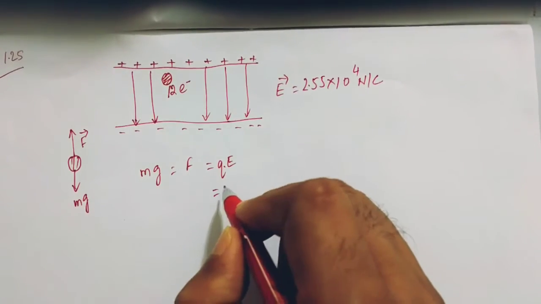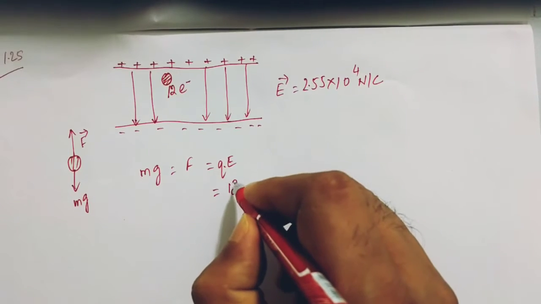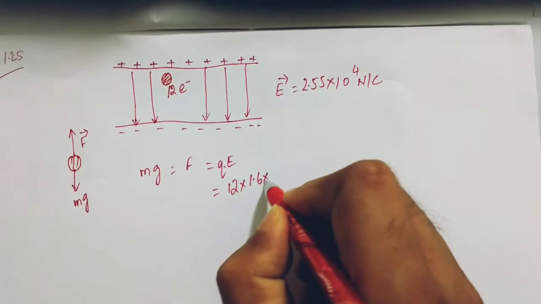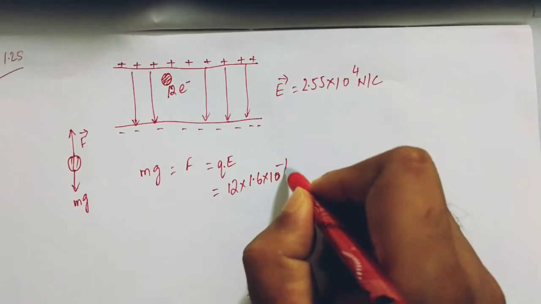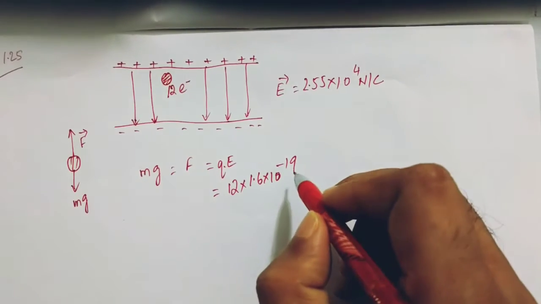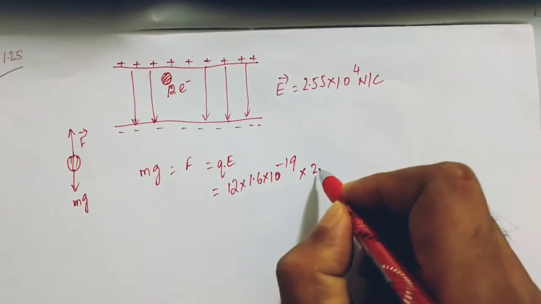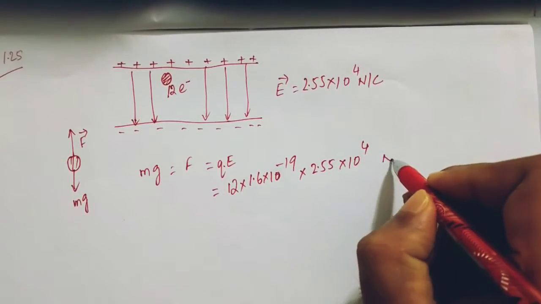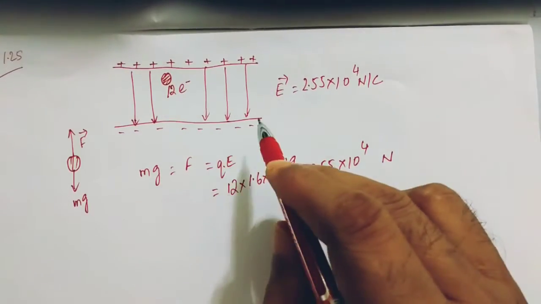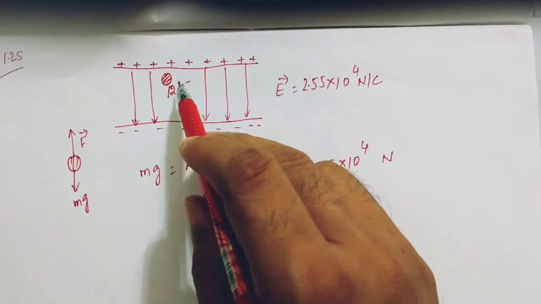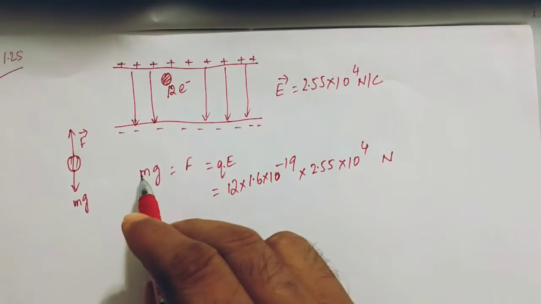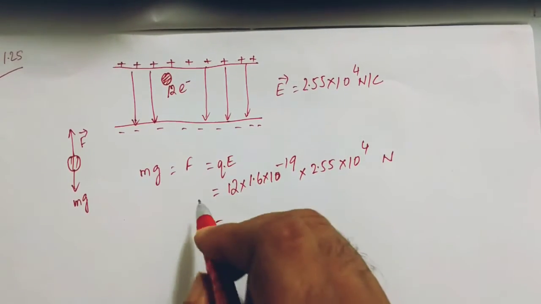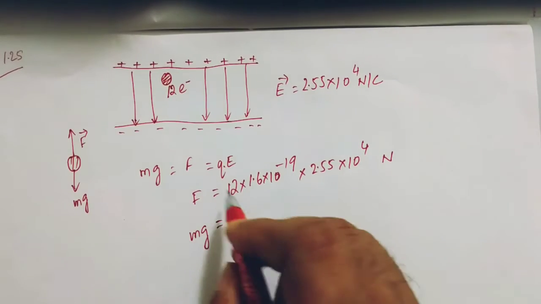Here Q is how much? This is the charge of 12 electrons, and 1 electron charge is 1.6 into 10 to the power minus 19 coulomb, which is also given here. And the electrical field is 2.55 into 10 raised 4. So this much Newton is the Coulomb force acting on the oil drop due to the electrical field. And this is equal to mg. And mg is how much?